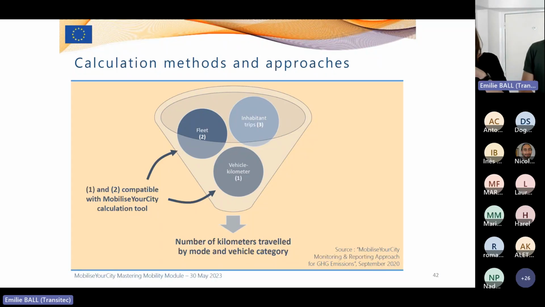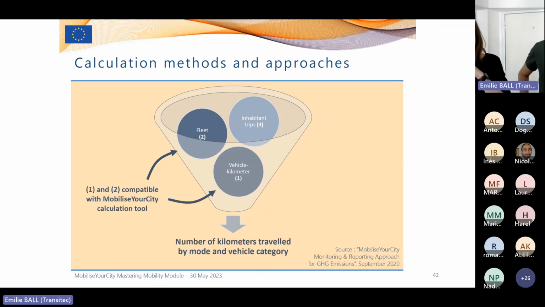And we will see afterwards how the MobiliseYourCity tool makes the calculation. But you have to enter other parameters. But those are two inputs that are compatible today with the MobiliseYourCity calculation tool.